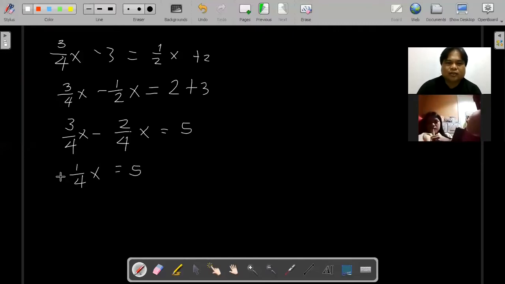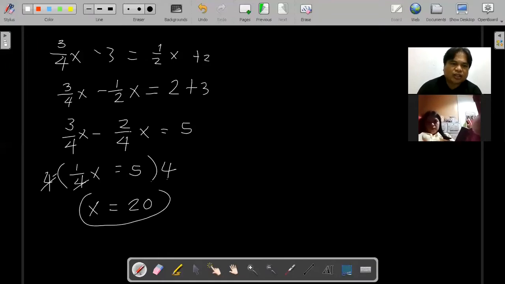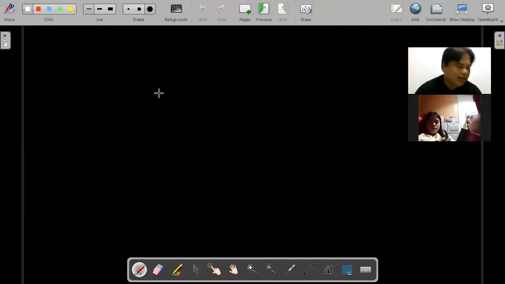To find x, what to do? You multiply both sides by 4. Right? Cancel the 4 out here. So what you have left is x is equals to 5 times 4, 20. 20 is your answer. Understood, Fion? Okay. Let's move on to the last example.